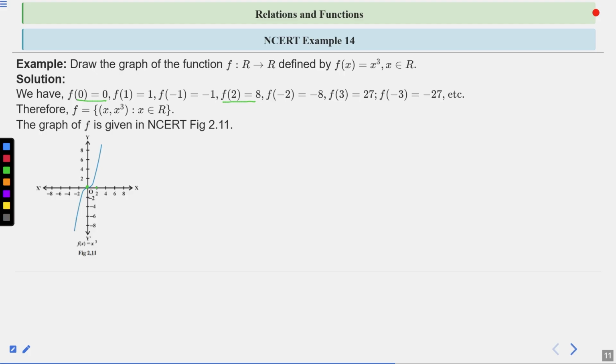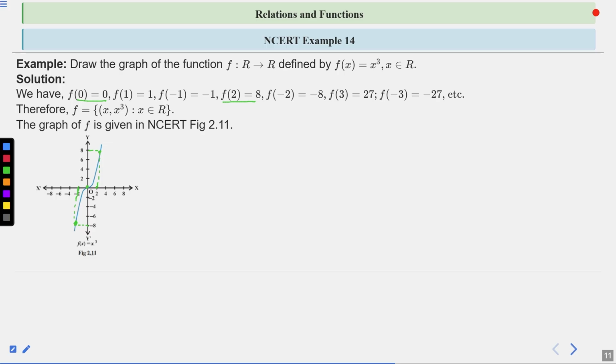So 2 is here. Now what about 8? 8 will be here. So 2 comma 8 point. Yes, 2 comma 8. Now -2 comma 8. So -2 is here and 8 is here. So -2 comma 8 will be somewhere here. Yes, now just join them. Clear? So if you put more points, the graph will be more accurate.